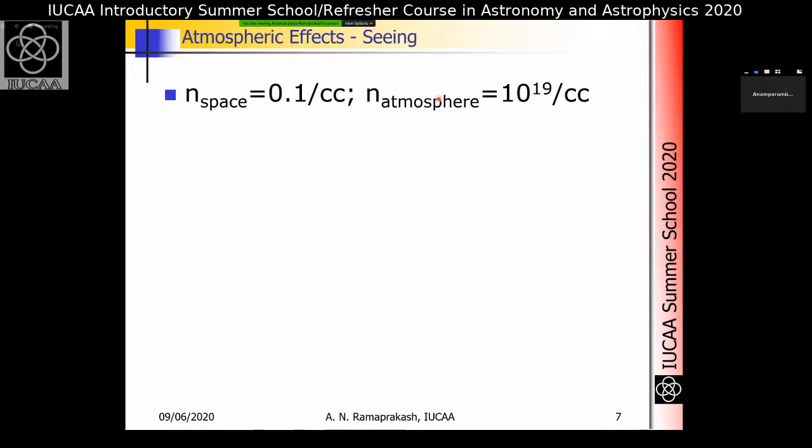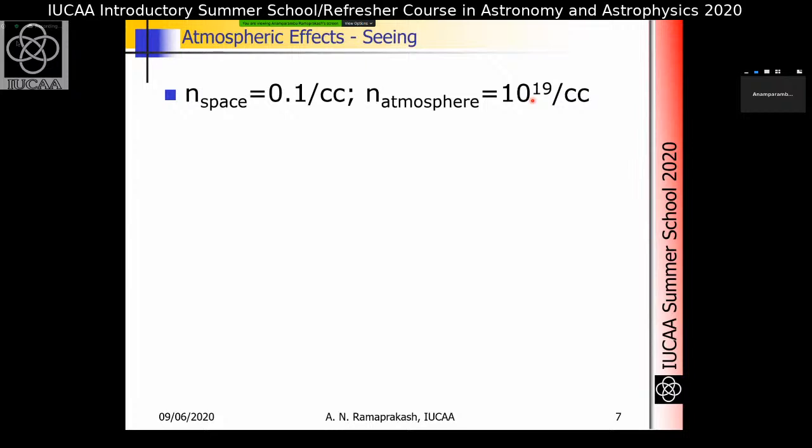On the other hand, if you look at Earth's atmosphere, there are more than 10 to the 19 particles in every cc. If you take a 1 cc box at standard temperature and pressure, there are more than 10 to the 19 particles. So compared to empty space, the atmosphere is a very, very dense medium. Compared to 10 to the minus 1, this is 10 to the 19. So the atmosphere is really dense.